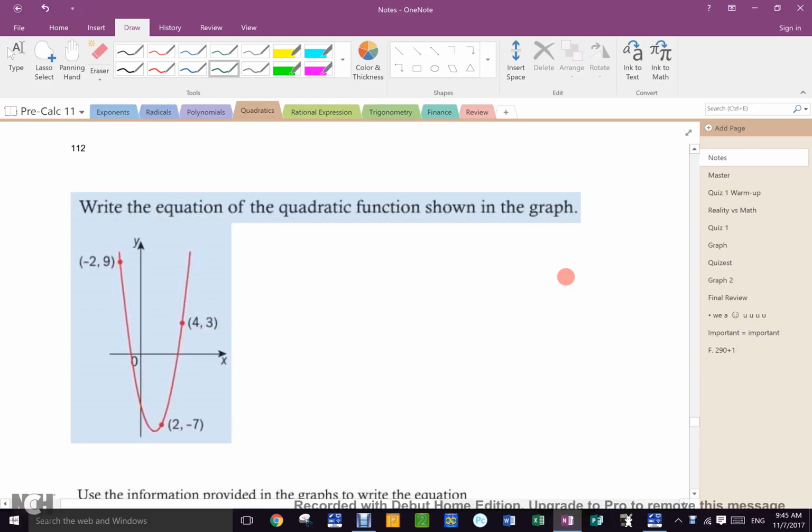Looking at it, what do I know about this question on page 112? If you need to look at page 110, please do.